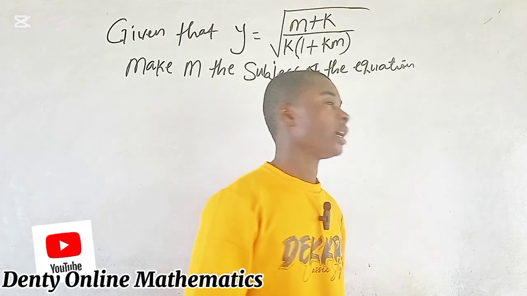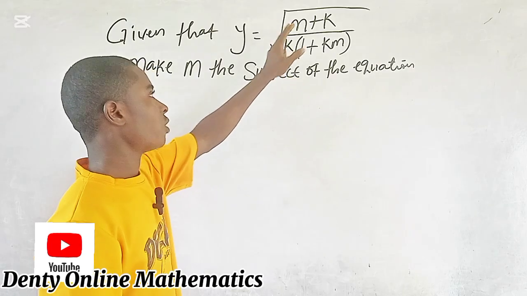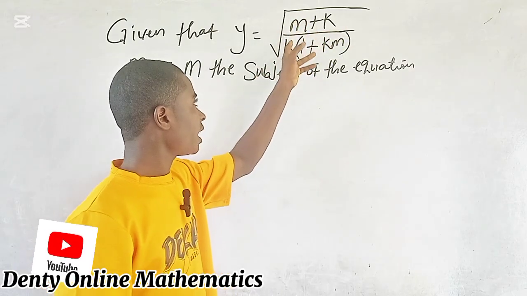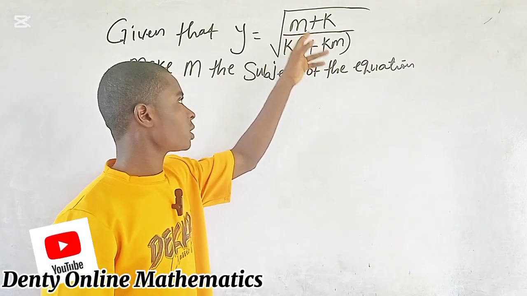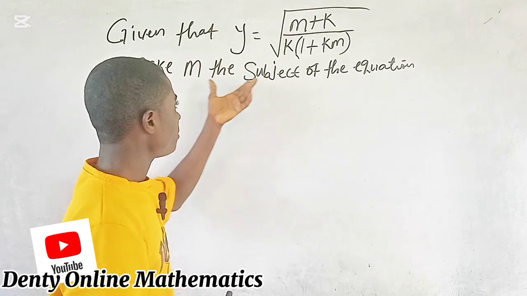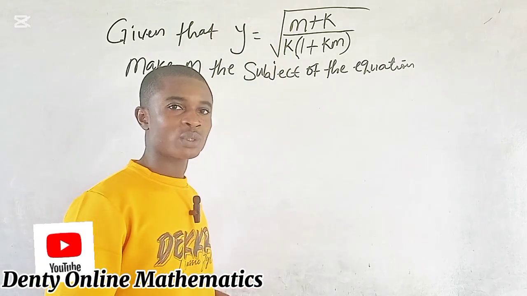Now let's look at what we have here. We are given that y is equal to the square root of (m plus k) divided by k, into (1 plus kn). And we're asked to make m the subject of this equation. How are we going to do this?